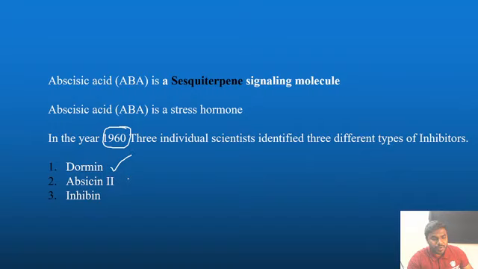One we called Dormin, another one we called abscissin II, another one we called, my friends, inhibitor B. Every student, please listen to me carefully.